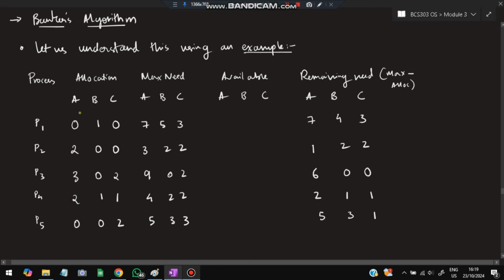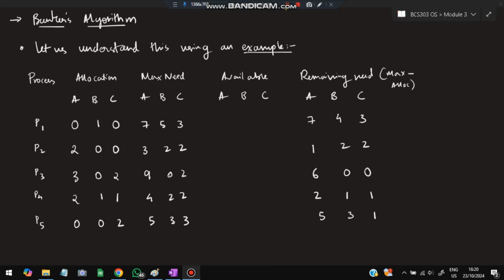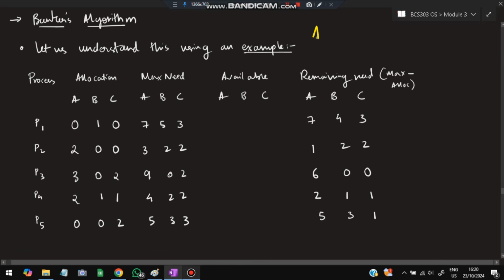Allocation means how many resources are allocated initially. Let's suppose that there are three types of resource, A, B, and C. There are 10 A resources, 5 B resources, and 7 C resources. Okay, 10, 5, and 7.